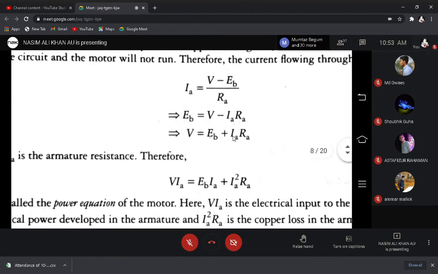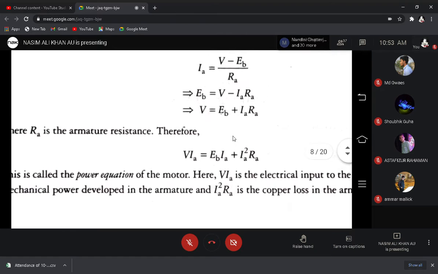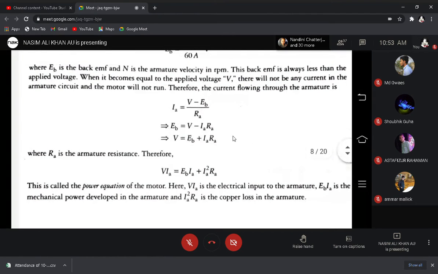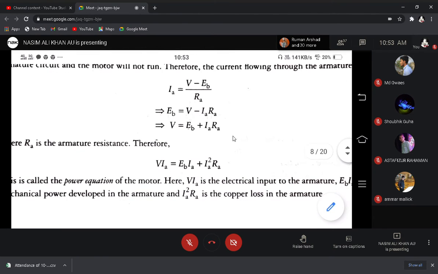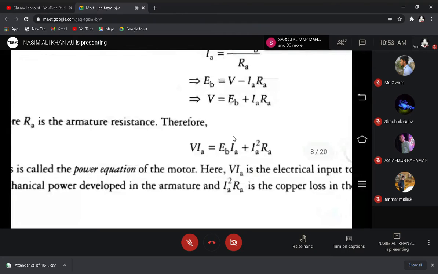Where RA is the armature resistance, V into IA is called the armature power. This is the power equation of the motor: V into IA. This is the power equation of the motor.